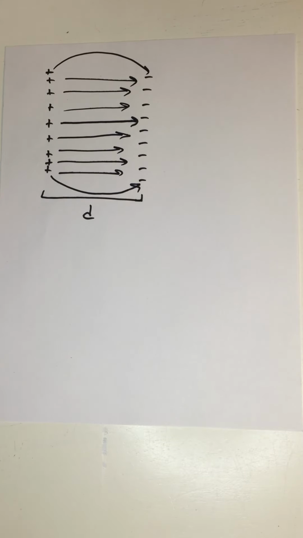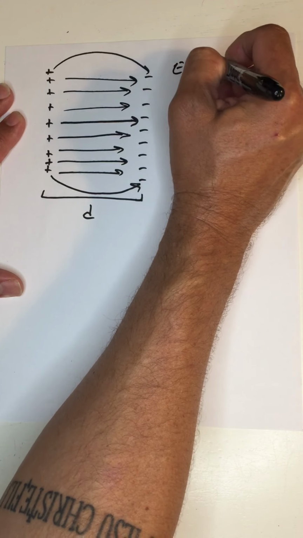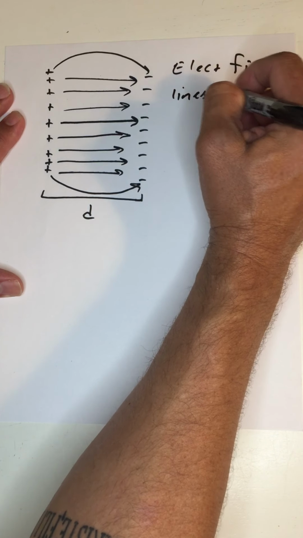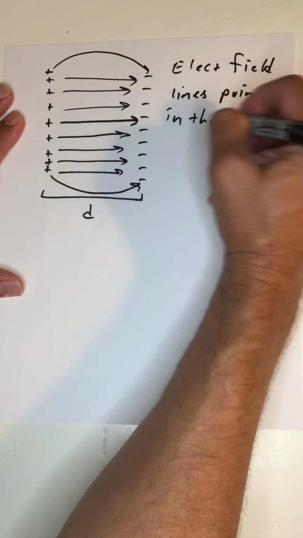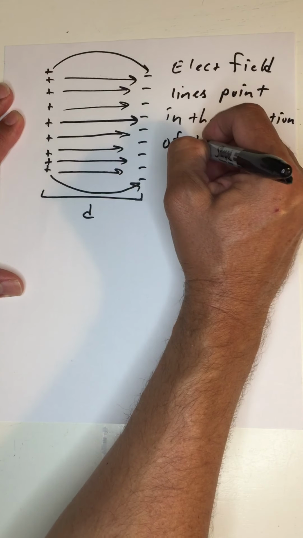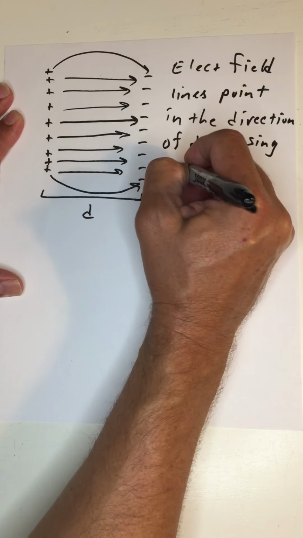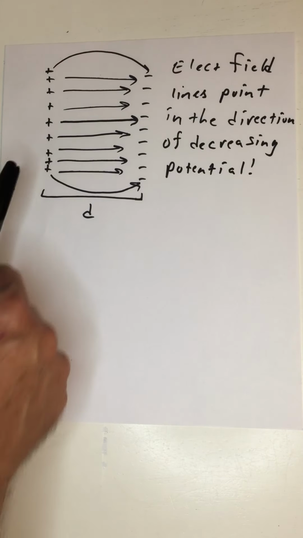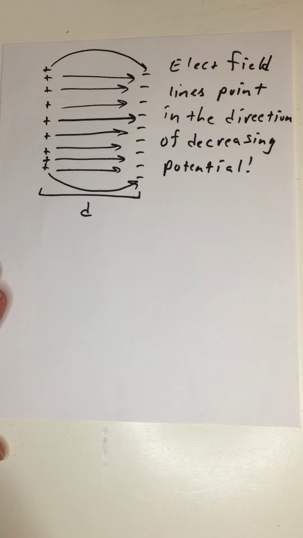Now, what do I have here? Well, I know a couple things. I know that electric field lines point in the direction of decreasing electric potential, which means that the potential over here is higher than the potential over here. Electric field lines point in the direction of decreasing potential.